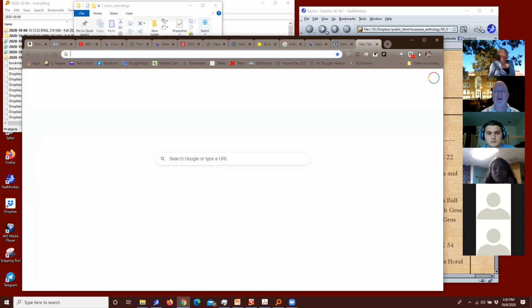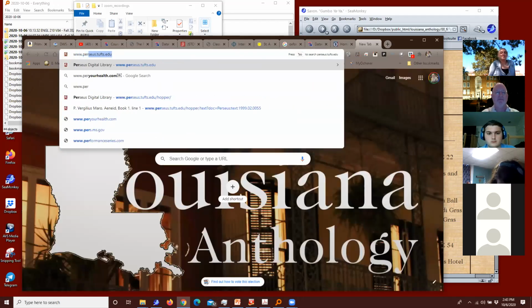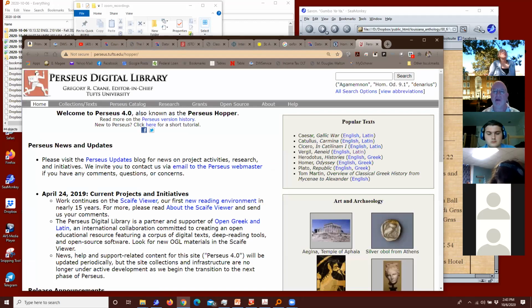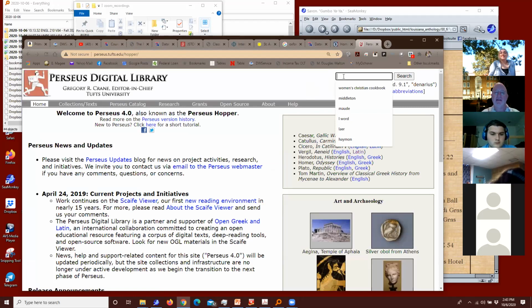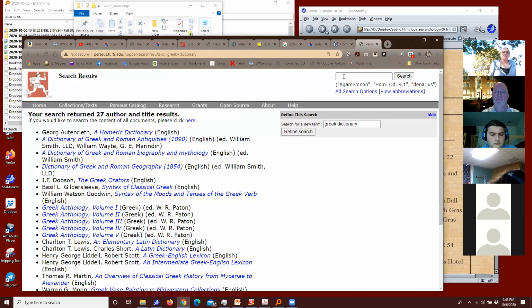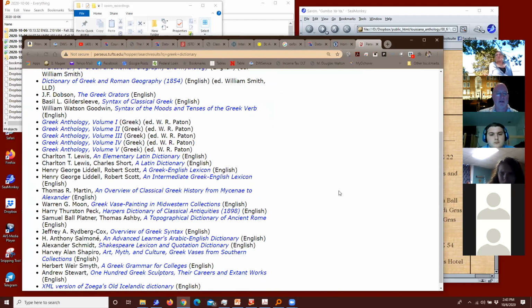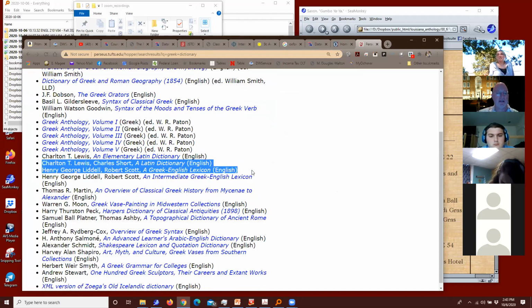There's also at Perseus two great dictionaries, the Greek dictionary and the Latin dictionary. Okay, Lewis and Short is the definitive Latin dictionary, and Liddell and Scott is the definitive Greek-English one.